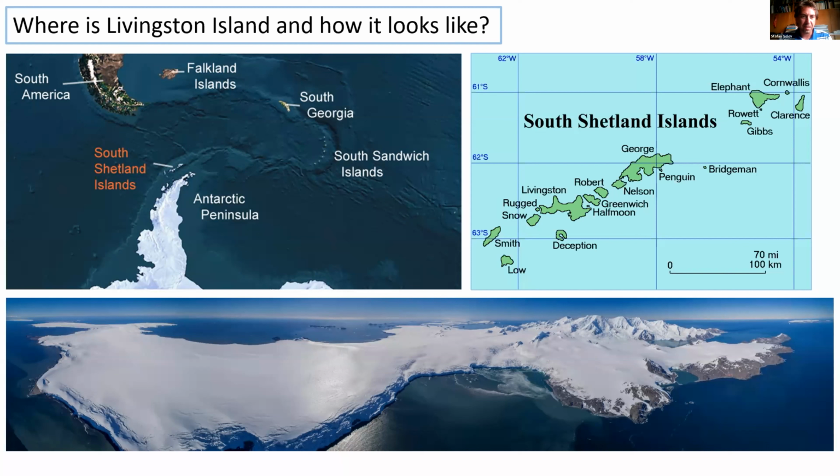So Livingston Island is the second largest island of the South Shetland Islands, which are separated from the Antarctic Peninsula by the Bransfield Strait. More than 90, maybe more than 95% of the island is covered by glaciers and is encircled by 30 to 70 meter high ice cliffs.